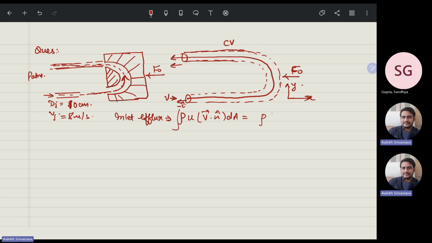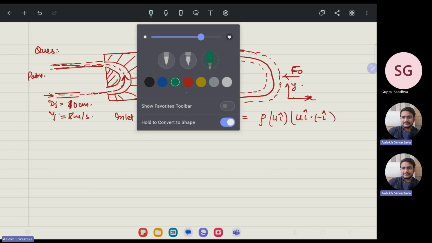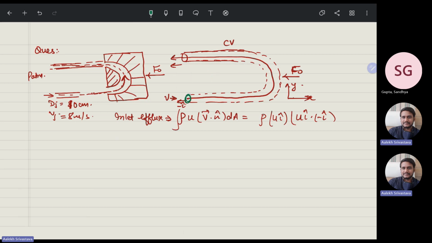rho u would be u i cap, then V dot n cap. V is in u i cap direction and area is in minus i cap, because if you see, for this perpendicular area, the area vector is in minus i cap direction. Okay, into the area A. So if I say, it is rho u square A into minus.